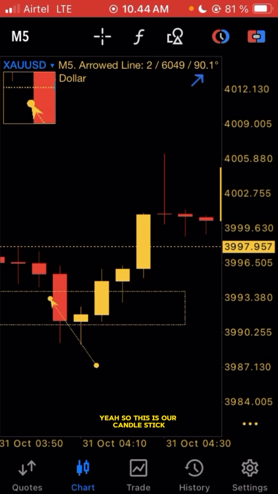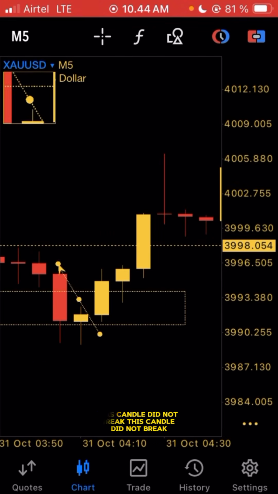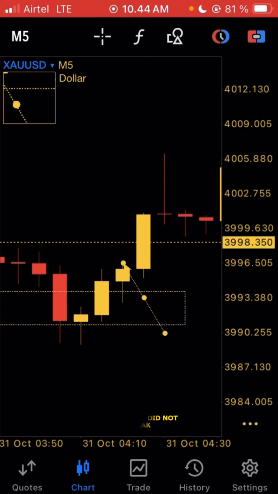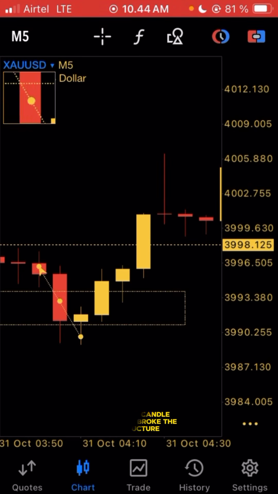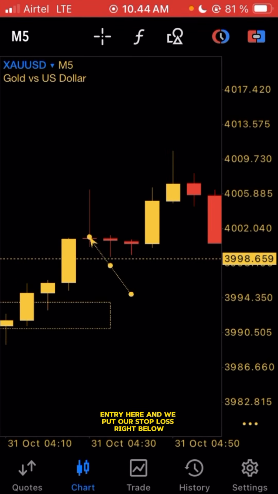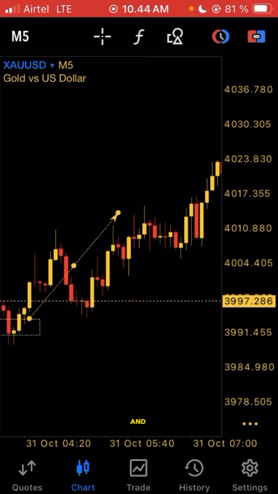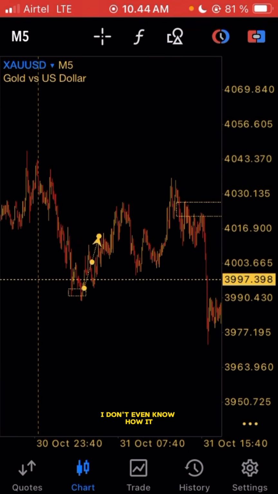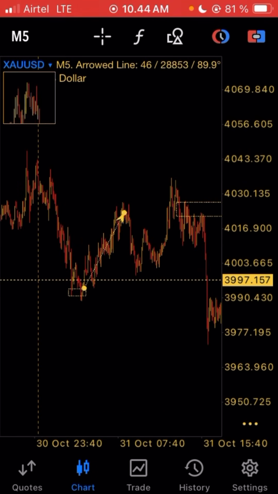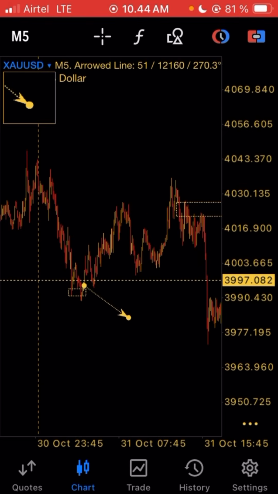So this is our candlestick. This candle did not break, this candle did not break, this candle did not break, but this candle broke the structure. Guess what, we took our entry here and we put our stop loss right below, and see how the market went all the way up. And look at that. I don't even know how it went so far, but of course I don't care. Just do your thing. It consolidates, it goes up, goes down, it doesn't matter.